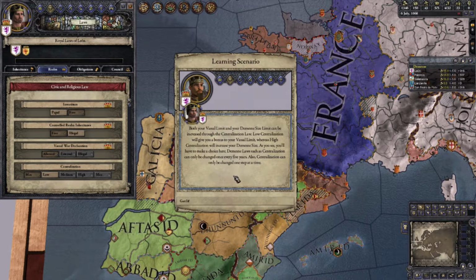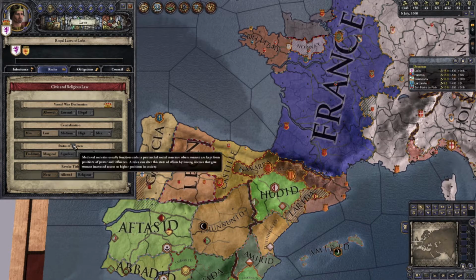Both your vassal limit and your domain size limit can be increased through the centralization law. Low centralization will give you a bonus to your vassal limit, whereas high centralization will increase your domain size. As you see, you'll have to make a choice here. Domain laws such as centralization can only be changed once every 5 years. Also, centralization can only be changed one step at a time.